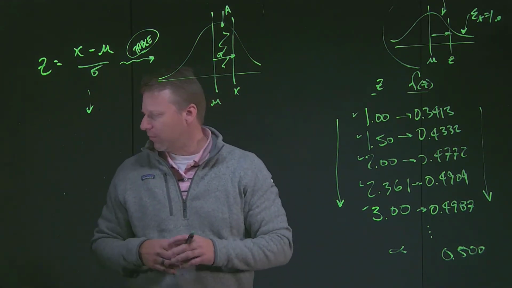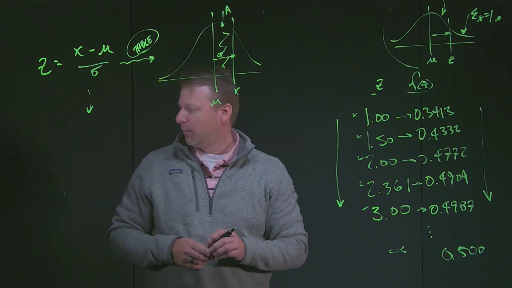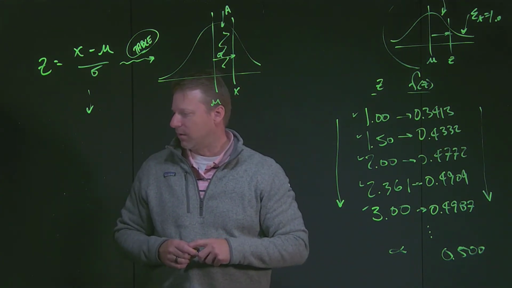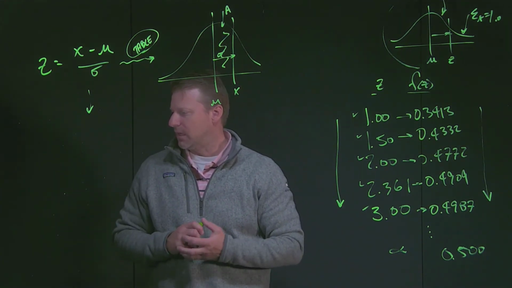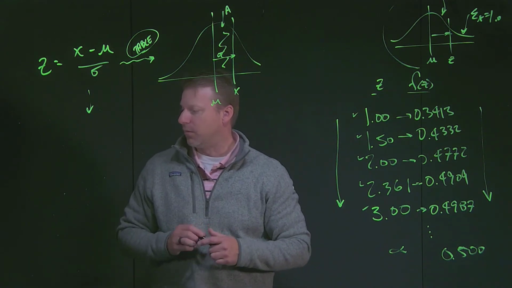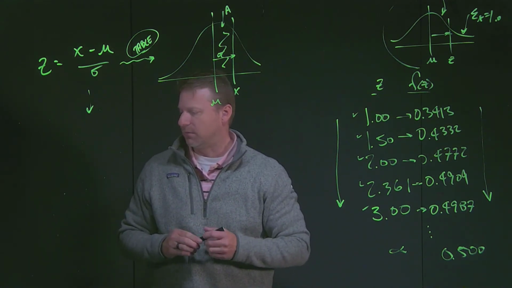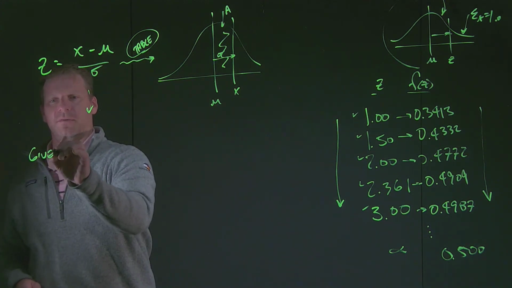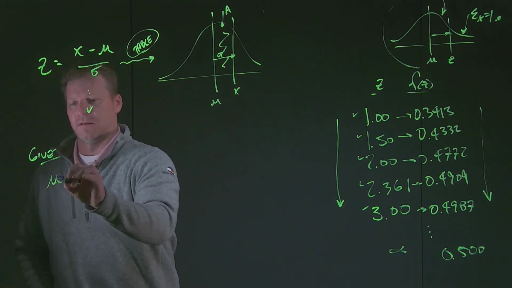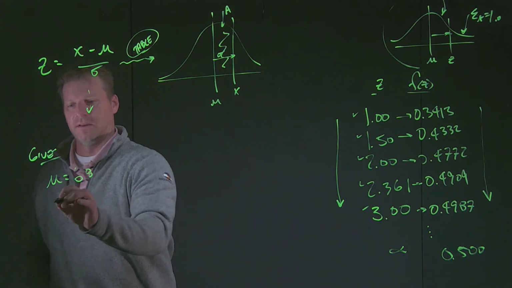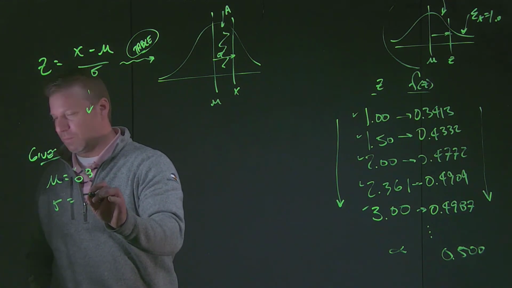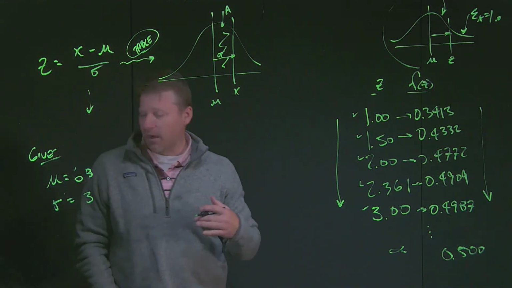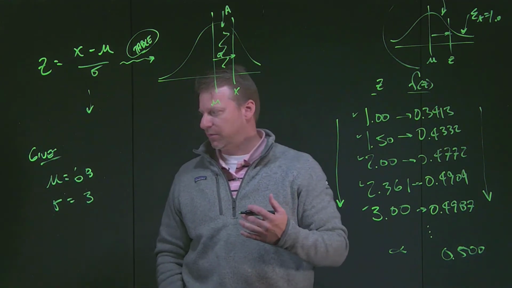So I'm going to read you off the problem that we're going to start working on in the next video. It says the golf scores for a school team were normally distributed with a mean of 68 and a standard deviation of 3. So that is what will be given to us in the next video: the mean is equal to 68 and the standard deviation is equal to 3. And then I'm going to ask a series of different probability questions.